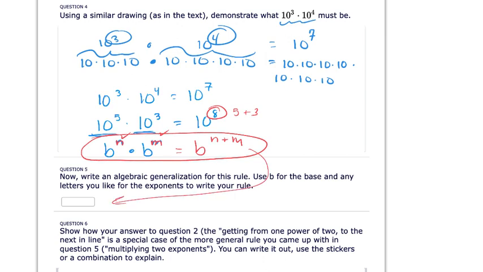Okay, so that's what our rule looks like. Put that whole thing in there. b to the n times b to the m equals b to the n plus m.